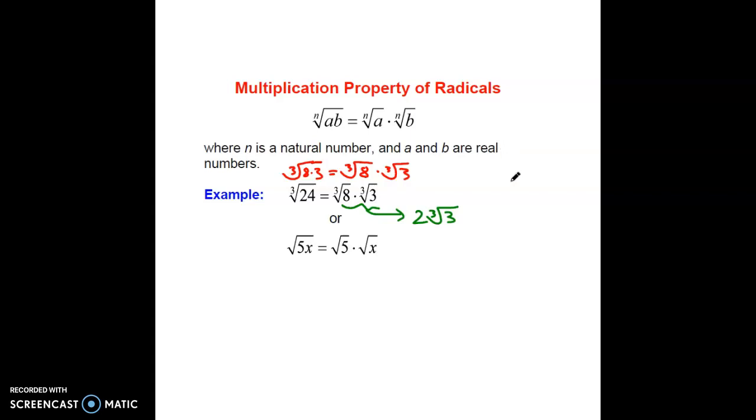So this is where n is a natural number. We talked about that yesterday. And a and b are real numbers.